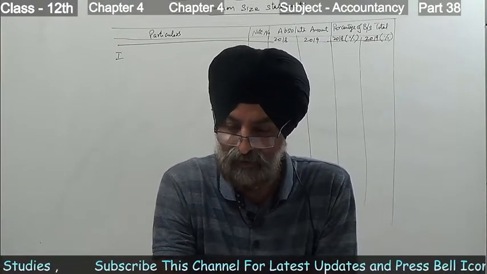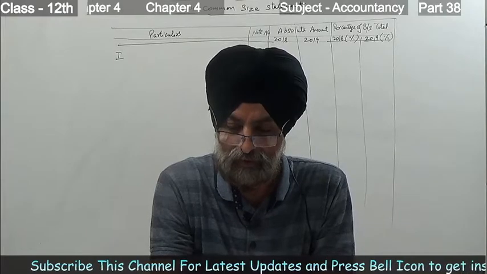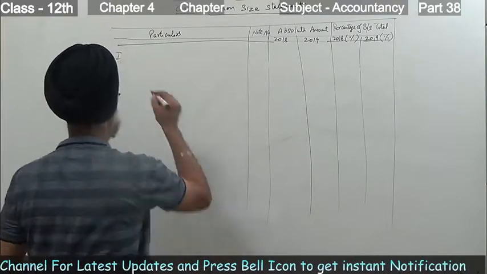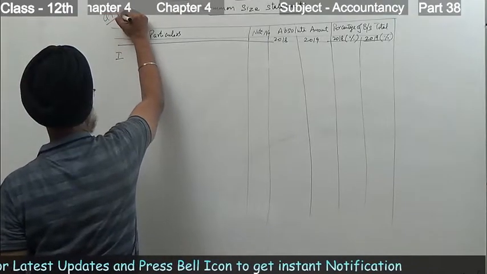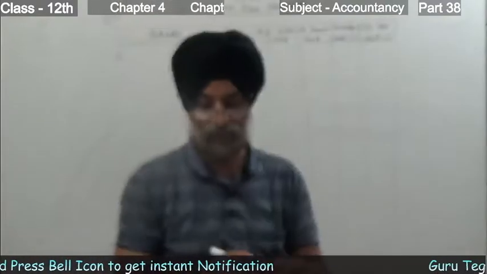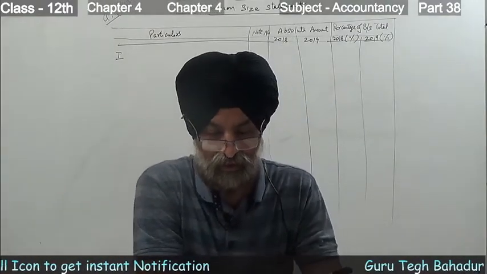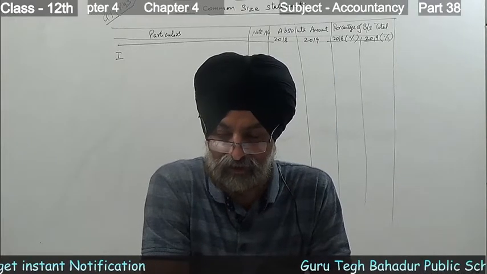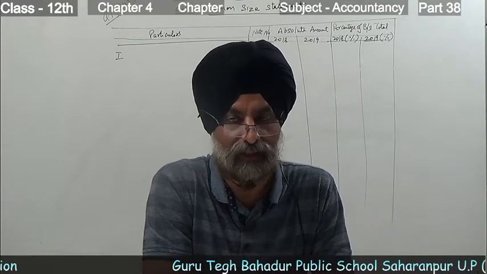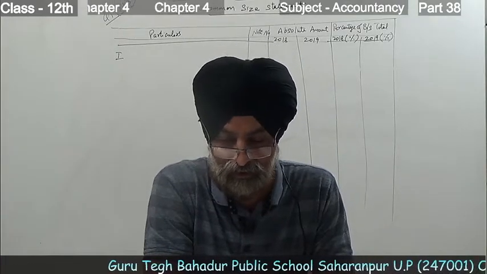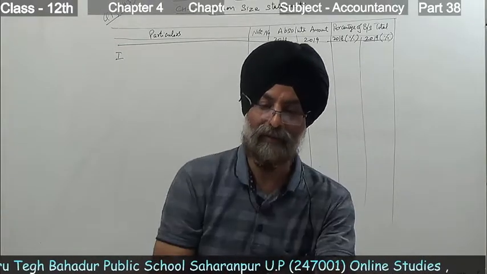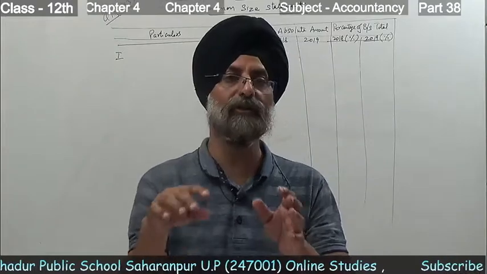Now see question number 1, chapter 4, page 4.3. In this question some informations of 2018 and end March 2019 are given here. In this we have to prepare common size balance sheet. Common size is also a tool for the management.